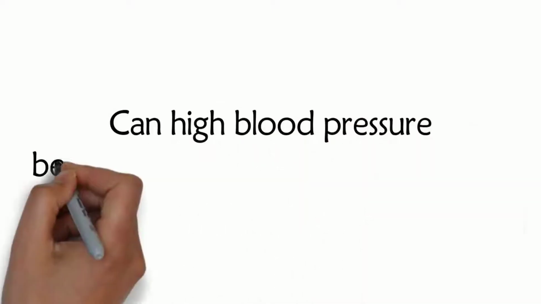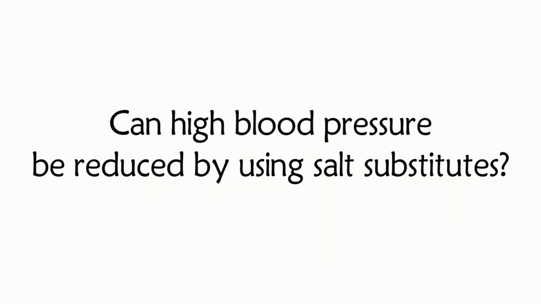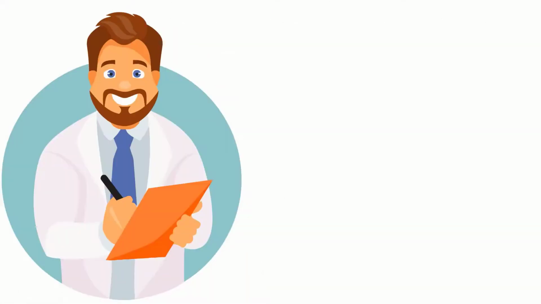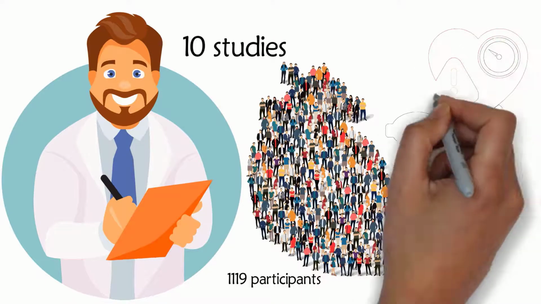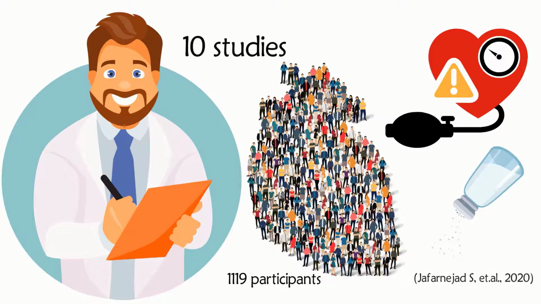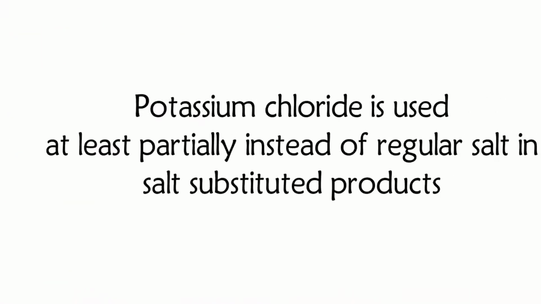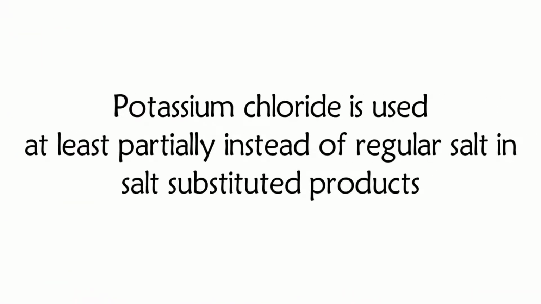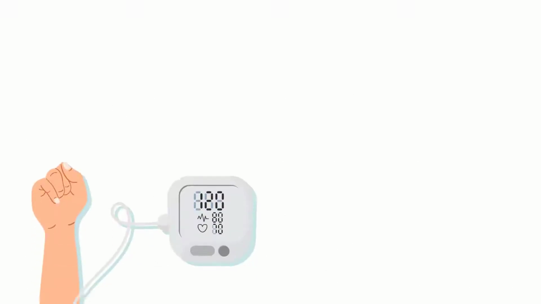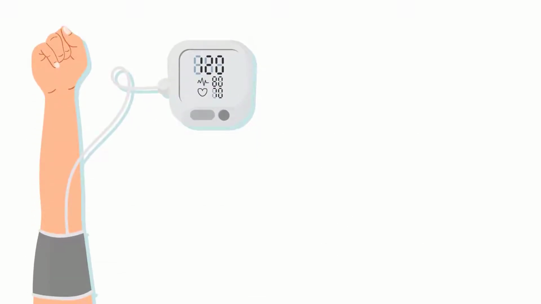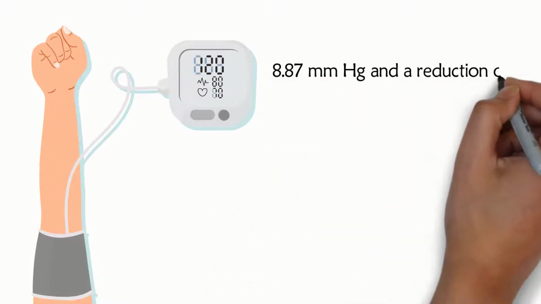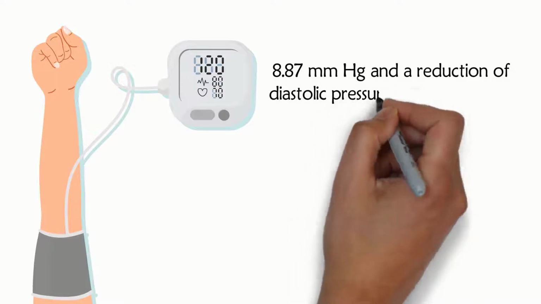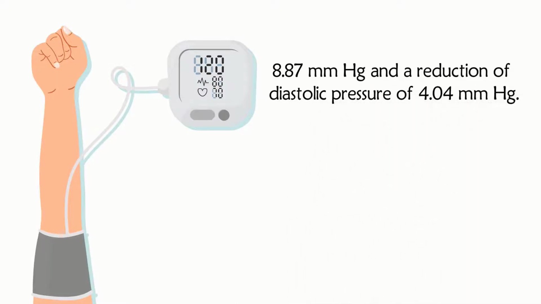Can high blood pressure be reduced by using salt substitutes? This research reviewed 10 studies and included 1119 participants with high blood pressure where salt substitutes were used instead of regular salt. Potassium chloride is used at least partially instead of regular salt in salt-substituted products. The results showed a significant reduction in systolic blood pressure of 8.87 millimeters of mercury and a reduction of diastolic pressure of 4.04 millimeters of mercury.